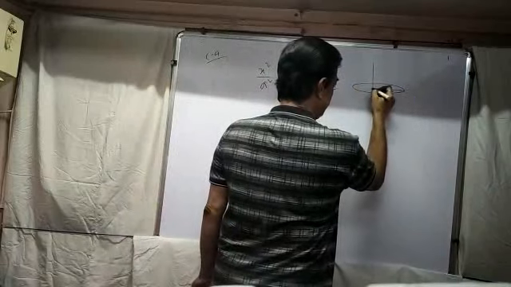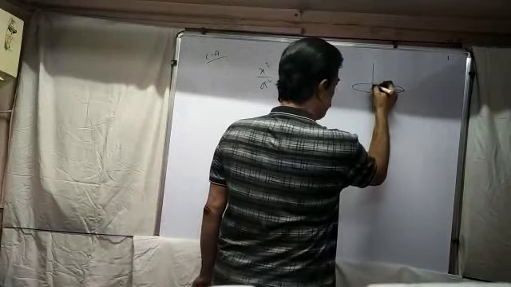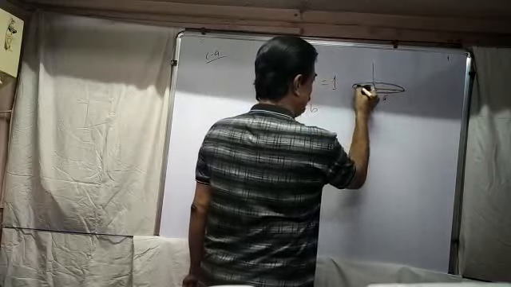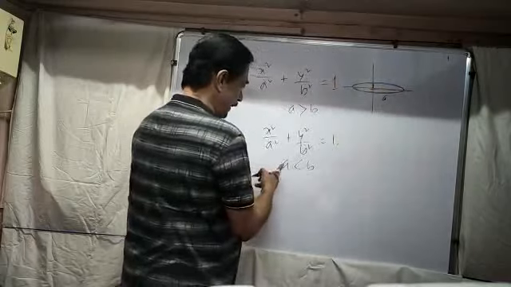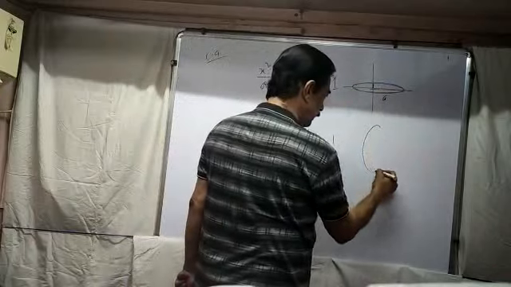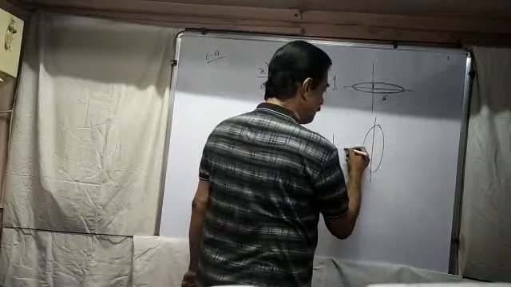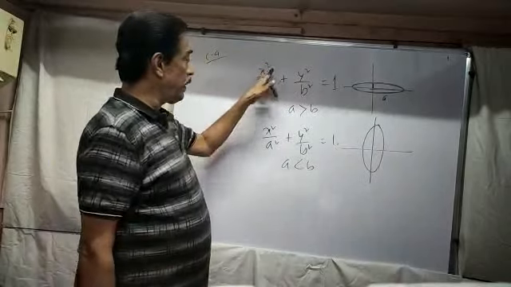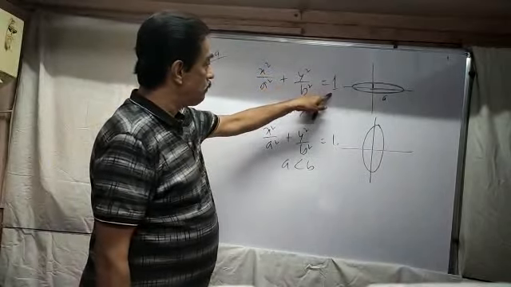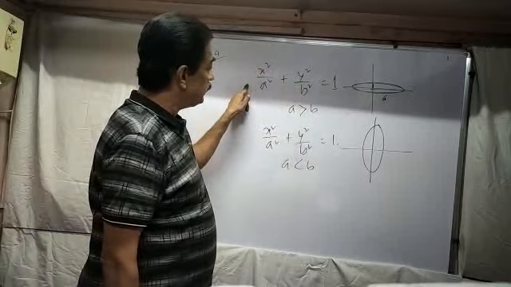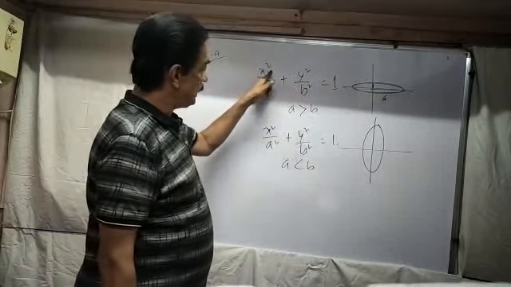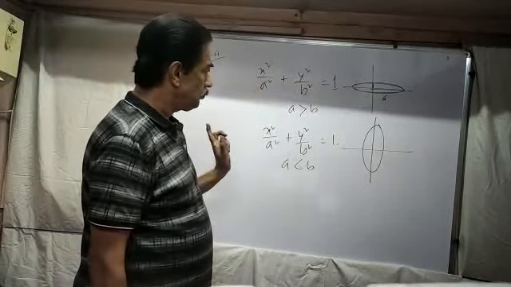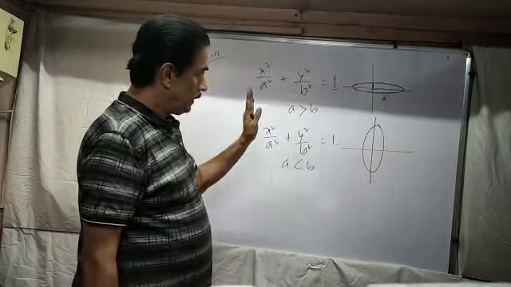If I say this is a and this is b, now if a is greater than b, the ellipse structure is this shape, and the axis is the x axis. If a is less than b, the ellipse structure is this shape. Remember the standard form. So these are the equations of the ellipse, where x square by a square plus y square by b square equal to 1, where the x square coefficient and y square coefficient are not the same. The maximum power of x and y is 2, but there is no term in terms of xy. That is the standard form of the ellipse.